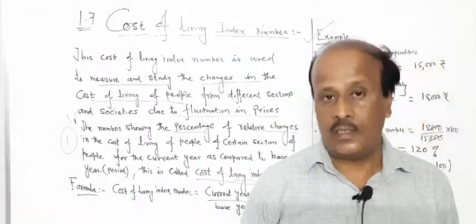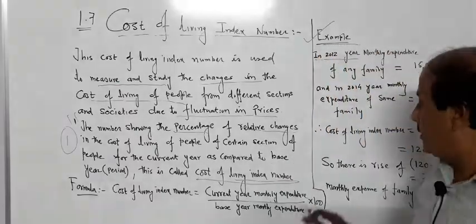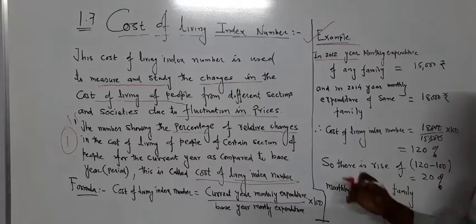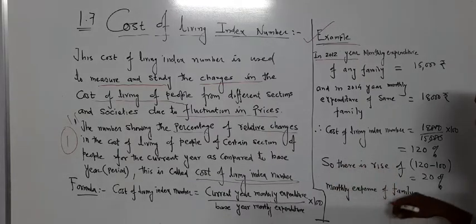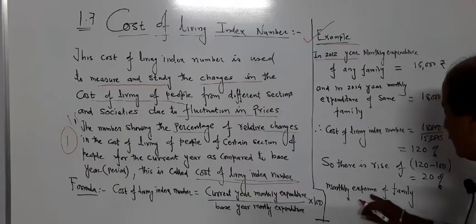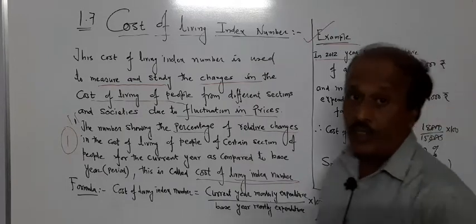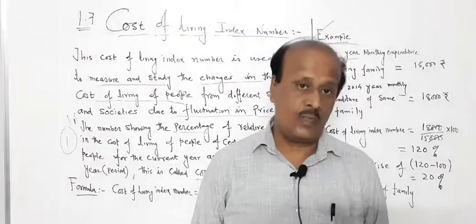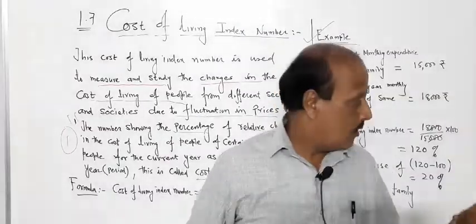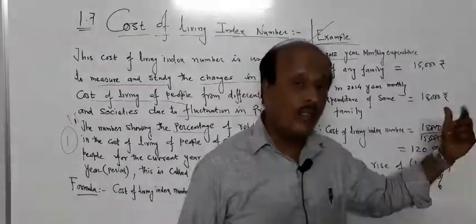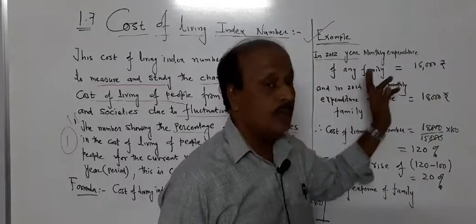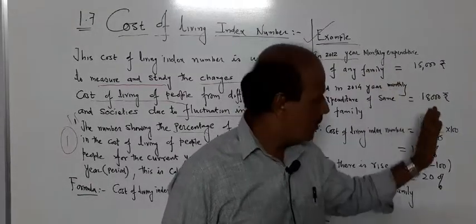Now 120% is not the final answer. How much is the change? Just subtract 100 from 120, because we are comparing in a percentage change. So 120 minus 100 gives 20%. The monthly expense of that family increases by 20%. That shows the cost of living index number of that family for a given period as compared to any other period, 2014 with respect to 2012. So this is one easy example I told you.